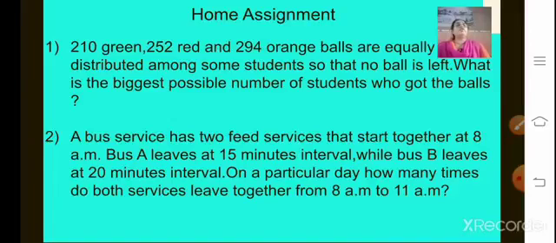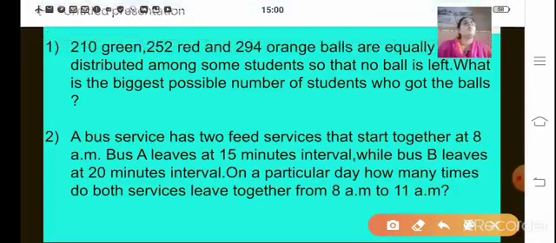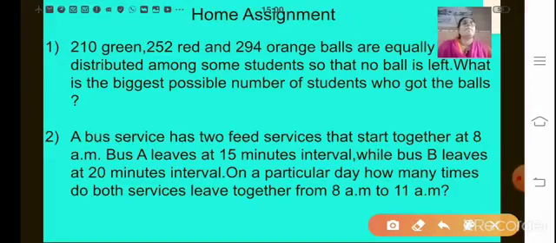210 green, 252 red and 294 orange balls are equally distributed among some students so that no ball is left. What is the biggest possible number of students? Again here, the keywords like equally distributed mean you have to make it into smaller parts, and the biggest possible number tells us which type of question it is. It is an HCF type of question where you have to find the HCF of all the three numbers.